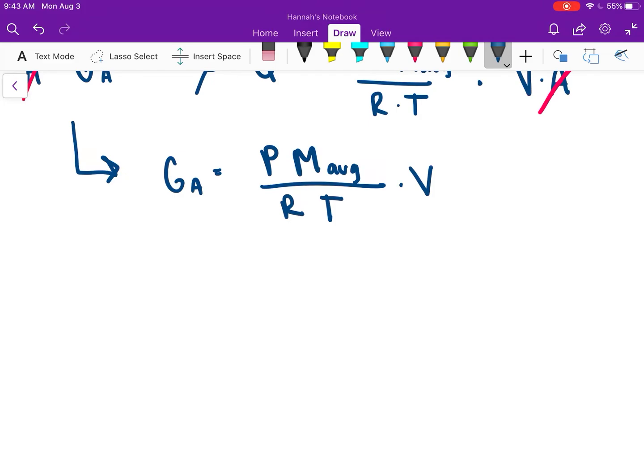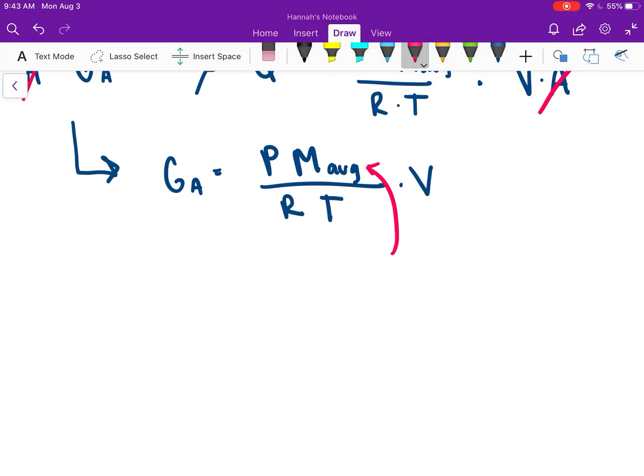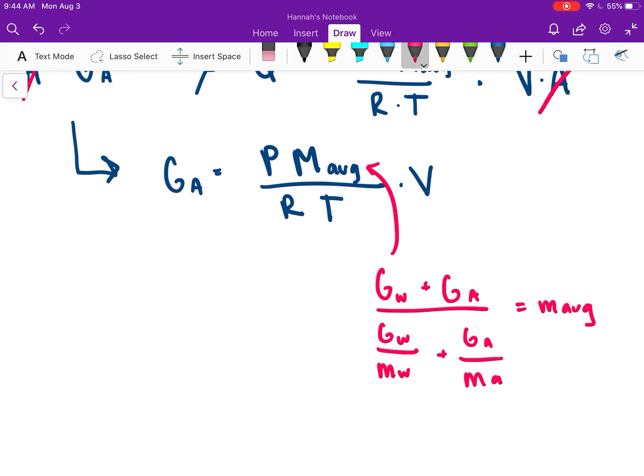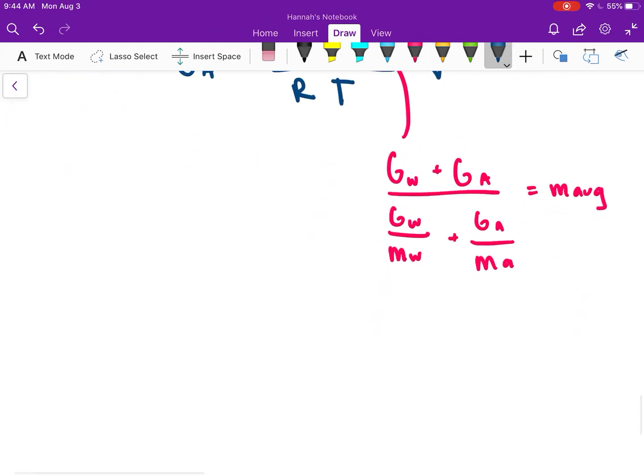We can then break this down a little bit more because average molecular weight is equal to the flow rate of the water vapor plus the flow rate of the air over flow rate of the water vapor over the molecular weight of the water vapor plus the flow rate of the air over the molecular weight of the air. And that's equal to M average.